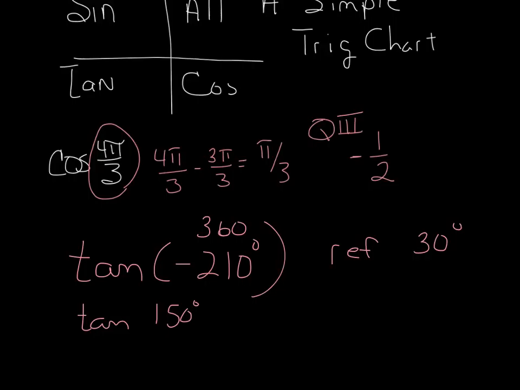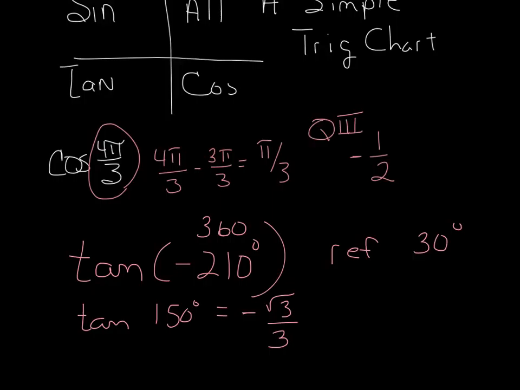Okay. We are in quadrant 2. So what does that tell us about the tangent? Negative or positive? Negative. It's negative, but it's going to be the same as the tangent of 30 degrees. What's the tangent of 30 degrees, which is the same as pi over 6? Square root of 3 over 3, or 1 over the square root of 3.